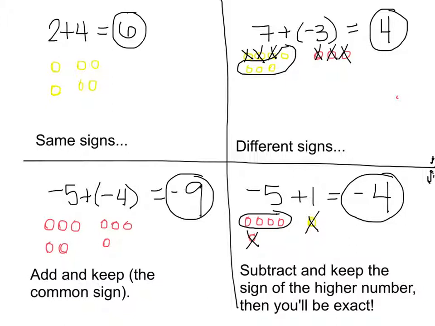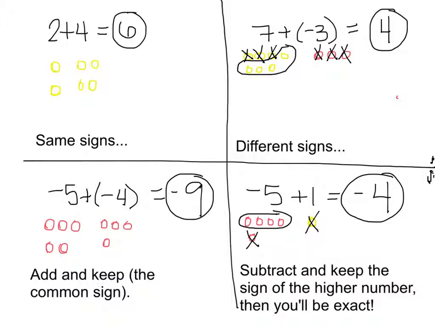To represent ending up with less soldiers or less chips on the board than we begin with, we use the operation of subtraction. When we have different signs in our integer addition problem, so we're adding a positive and a negative, or a negative and a positive, we're going to subtract those numbers, and we're going to keep the sign of the higher number, then you'll be exact. And what I mean by the higher number is look at the side that has the more soldiers.